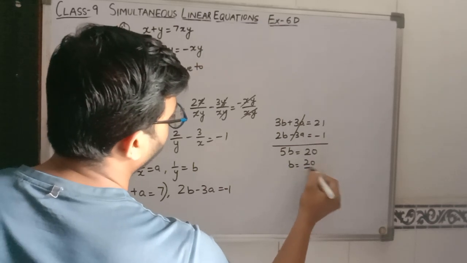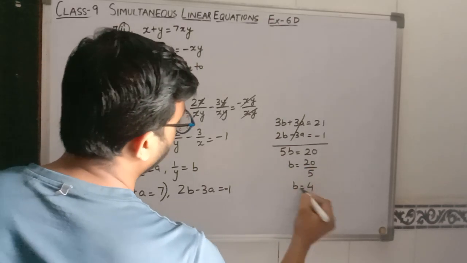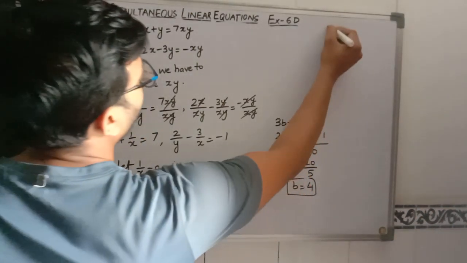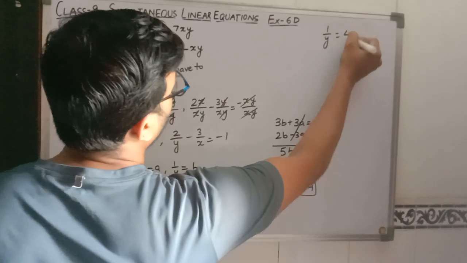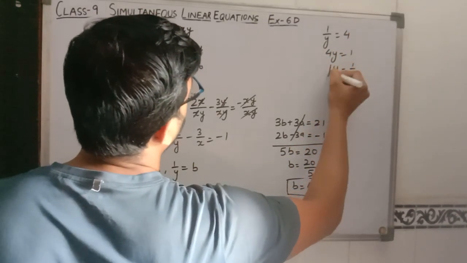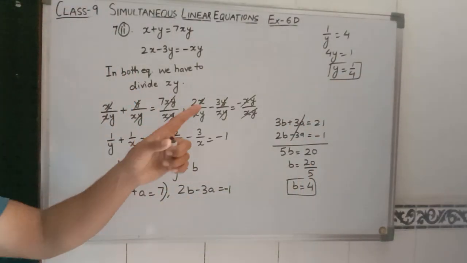So the value of b will become 20 upon 5. So the value of b is 4. But we have considered b as 1 upon y. So we can write it as 1 upon y is equal to 4. So 4y is equal to 1. The value of y is coming 1 by 4. So we got the value of y.